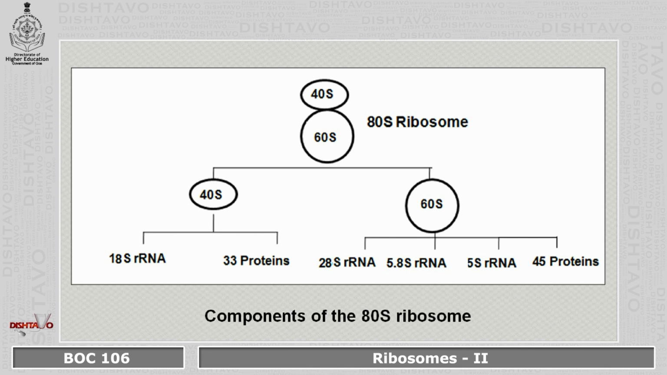The 40S subunit is made up of 18S RNA and 33 proteins. The larger subunit, that is the 60S, is made up of 3 different rRNAs. Those are 28S, 5.8S and 5S rRNA, and it is made up of 45 proteins.